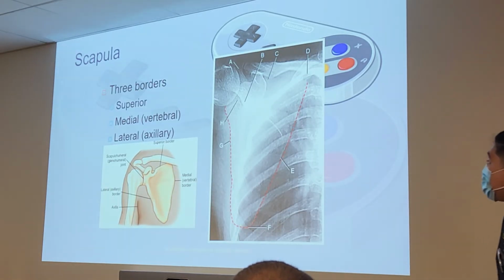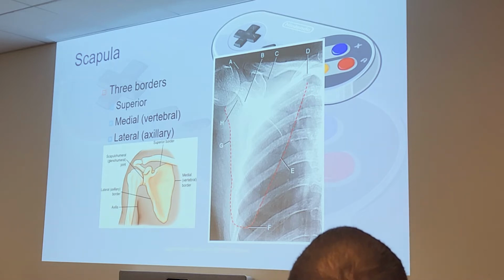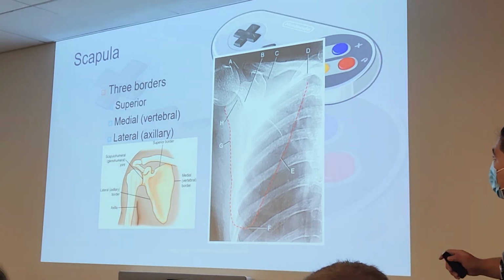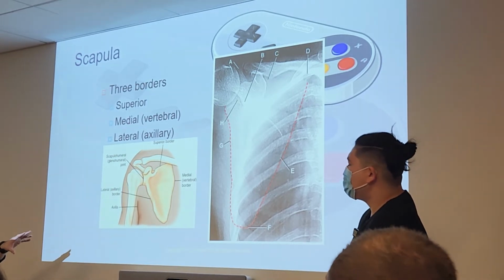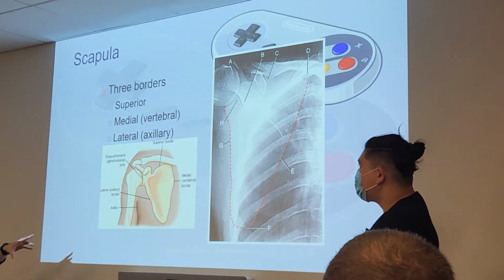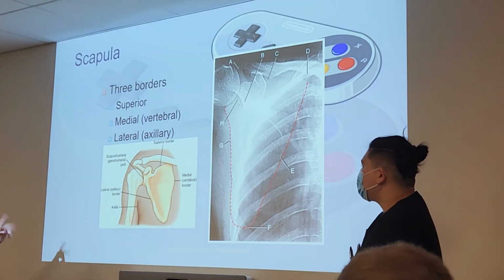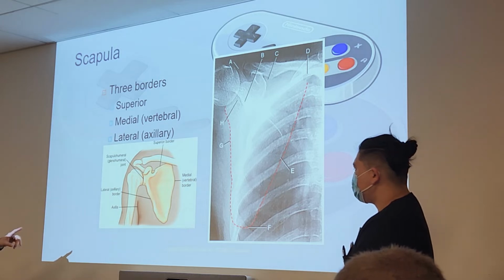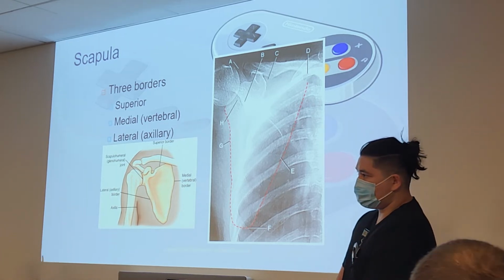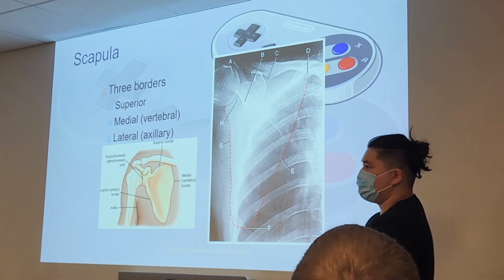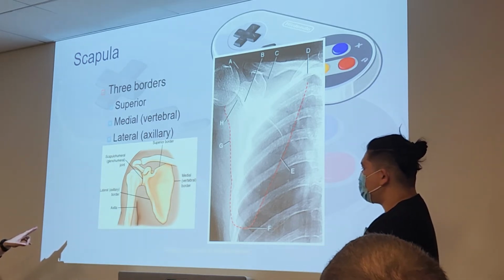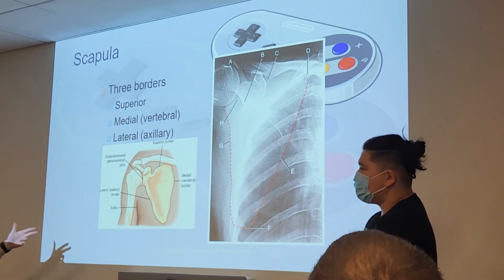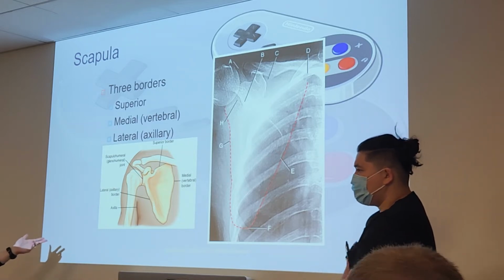So now we're going to go over the scapula. Remember we have three borders of the scapula: the superior, the medial, and the lateral. Put this in your notes, guys, there are some alternative names for the borders. The medial border can also be called the vertebral border. Why do you think? It's close to the vertebrae of the spine. The lateral border is also called the axillary border. It's close to the axilla, the fancy way of saying your armpit.